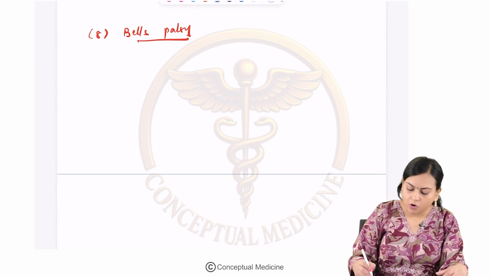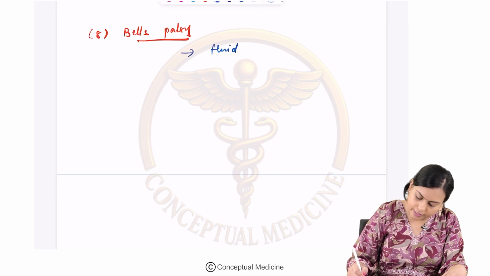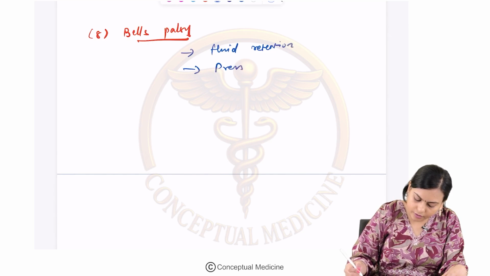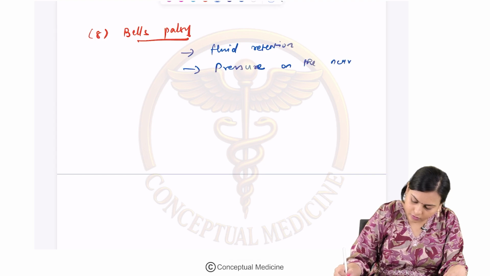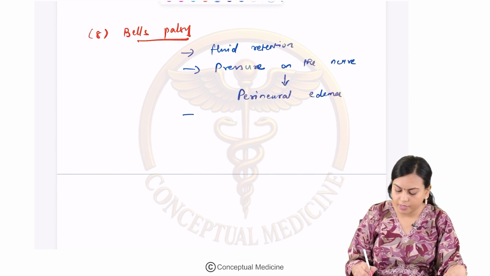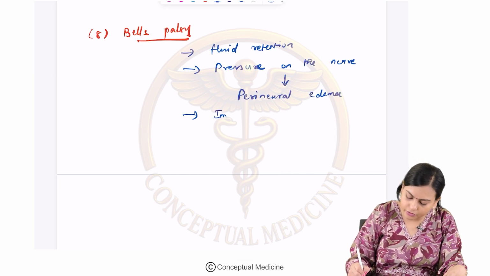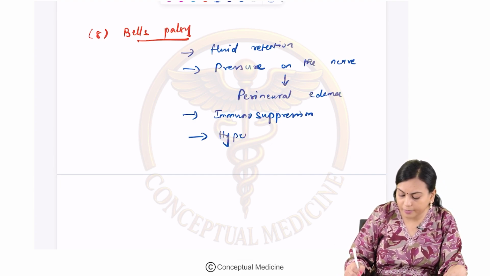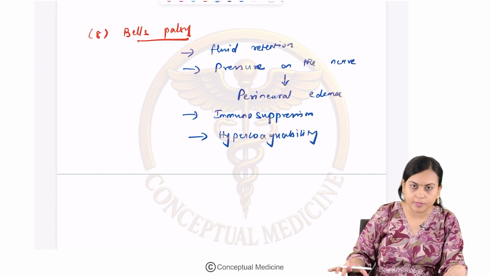Now, we will go to the next one, that is Bell's palsy. See, Bell's palsy also occurs due to fluid retention, as we have already seen, and there is pressure on the nerve that leads to perineural edema. Okay. Basically, this can also occur due to the immunosuppression in pregnancy, or there is also a state of hypercoagulability in pregnancy, which we have already discussed. So, this hypercoagulability can also lead to Bell's palsy.